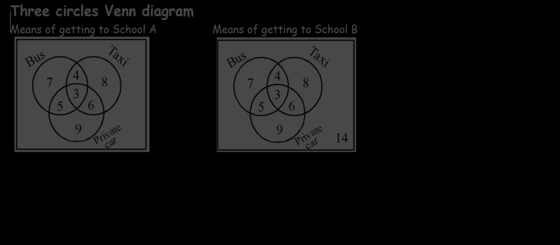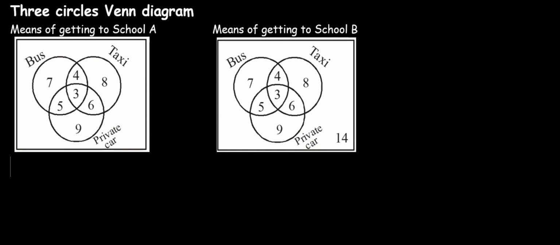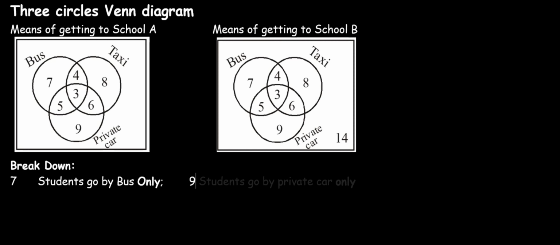We take the 3-circle Venn diagram. The diagram shown below is a means of getting to two schools, A and B. They are virtually the same, except for B, we have 14 outside the circle. Now the breakdown, 7 students go by bus only. 9 students go by private car only. 8 students go by taxi only.